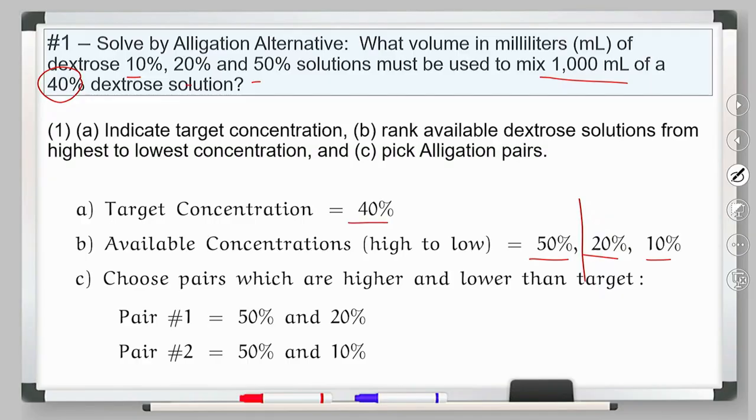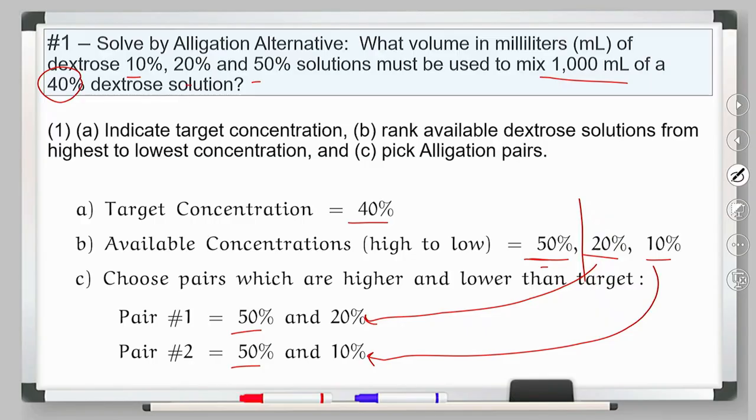But I need to use each ingredient. The trick is, though, I can use an ingredient more than once, all right? There's no rule against that. So since I only have 1 higher, I'm going to have my 50% concentration in both pairs. I always have to have a concentration higher. But what I can do is have 1 pair that uses the 20% and the other pair use the 10%. So my 2 alligation diagrams, which you'll see work the same exact way, but I need to set up 2 of them. One with the 50 and the 20, and one with the 50 and the 10.